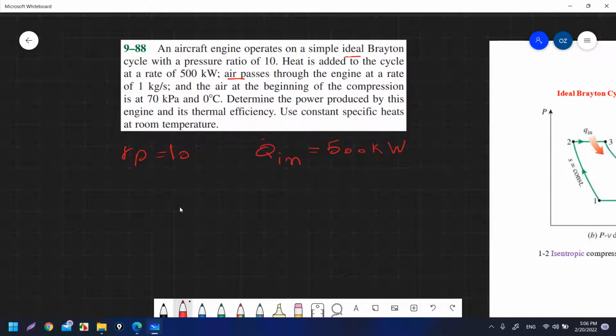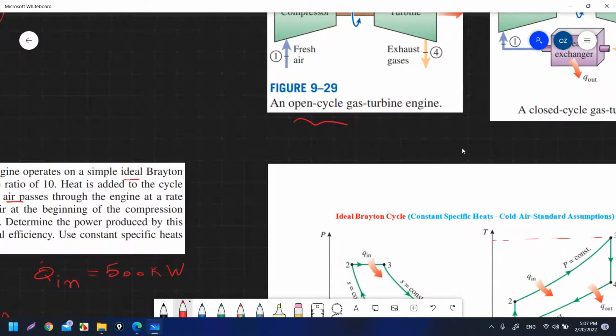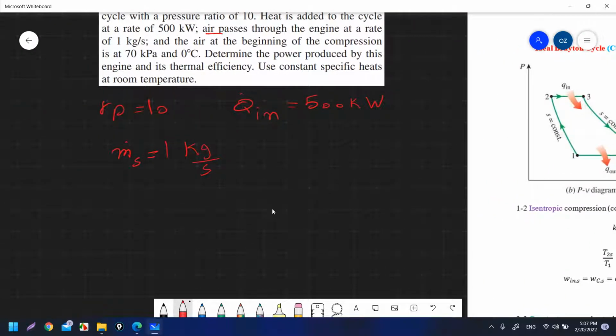Air passes through the engine at a rate of 1 kilogram per second. So we have m dot, and it is m dot s because it is an ideal cycle, 1 kilogram per second, and the air at the beginning of the compression is at 70 kilopascal. So the beginning of the compression process, this is the isentropic compression process from 1 to 2. Here is the compressor, from 1 to 2. So at the beginning means P1, P1 is equal to 70 kilopascal, and T1 is equal to 0 degrees Celsius, equal to 273 Kelvin.